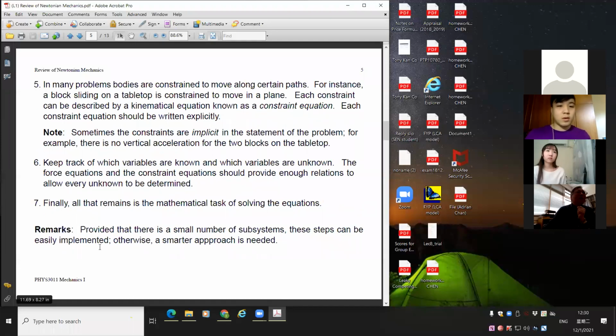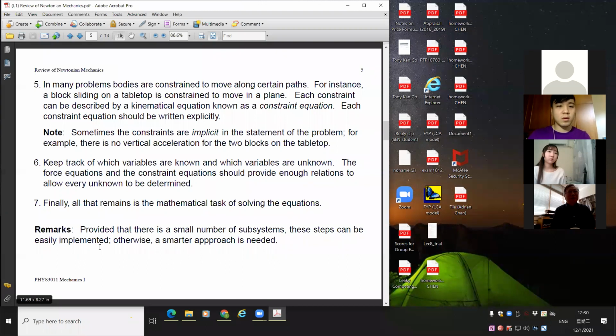Number 5, in many problems, bodies are constrained to move along certain paths. For instance, a block sliding on a tabletop is constrained to move in a plane. Each constraint can be described by a kinematical equation known as a constraint equation. Each constraint equation should be written explicitly.